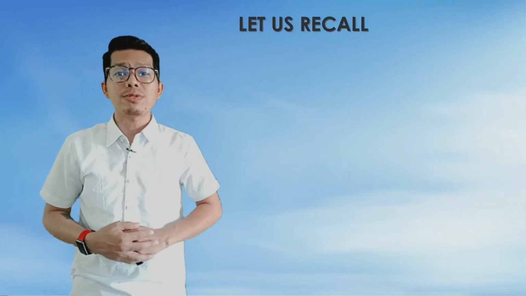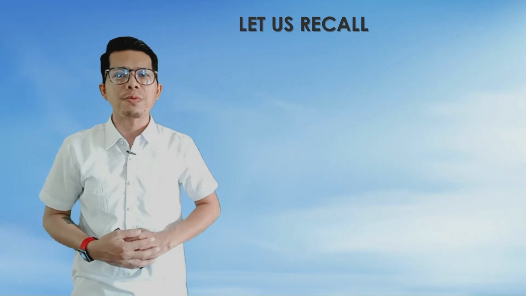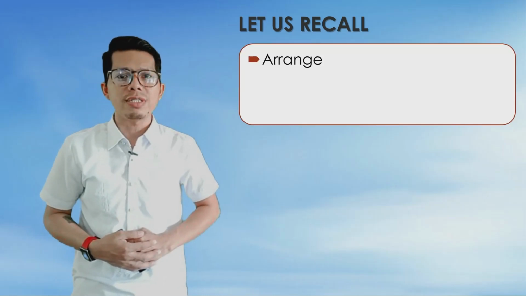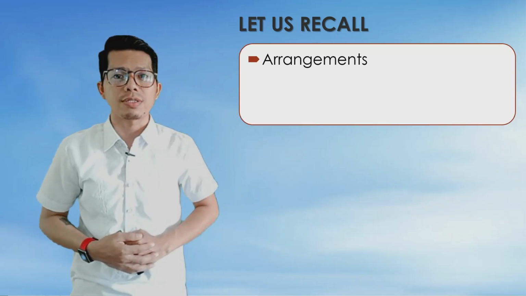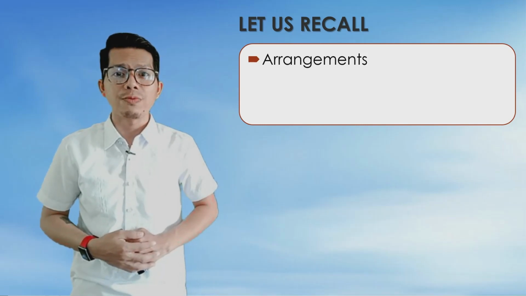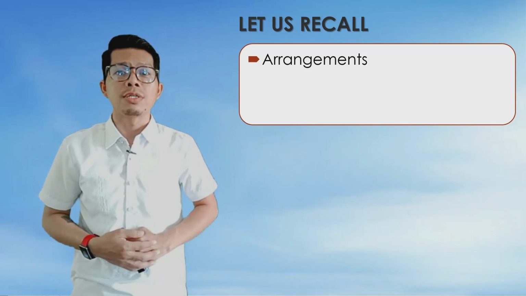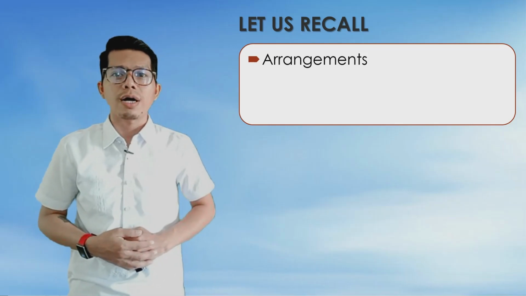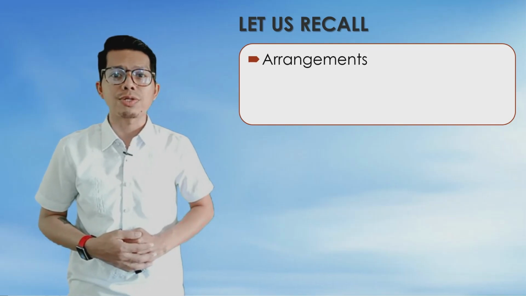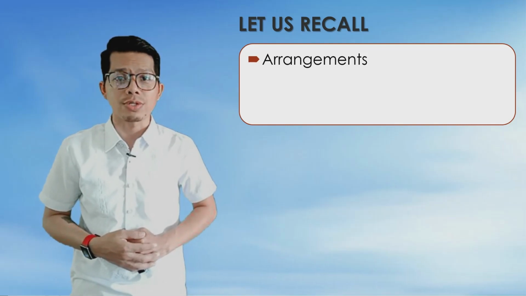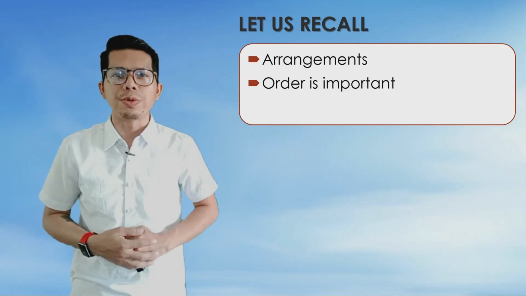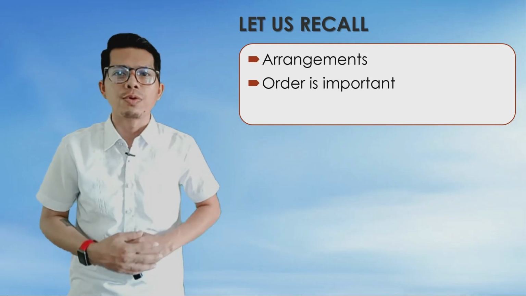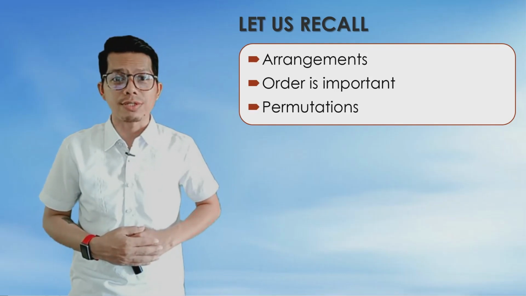Alright, we're almost done with our lesson. Let's go back to the concepts that we have learned from this lesson. We have learned about different arrangements. We have arrangements in a row. We have also arrangements in circular formation or circular arrangements. And also, we have learned how to calculate or find the permutations of those objects with repetitions or duplications. And take note that in these arrangements, order is important. We have learned about permutations.